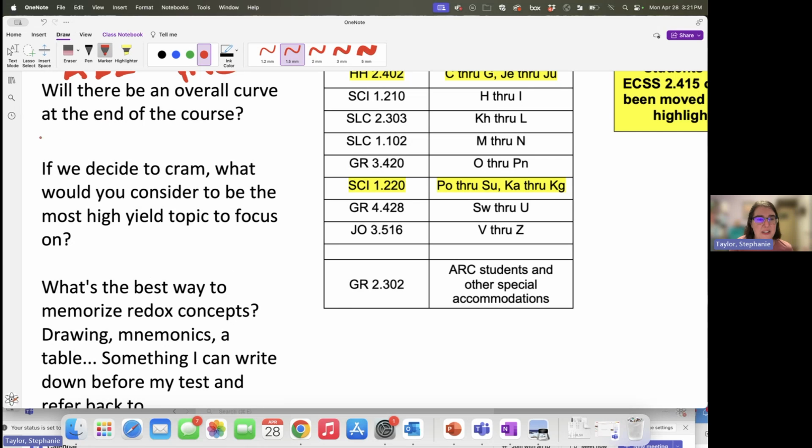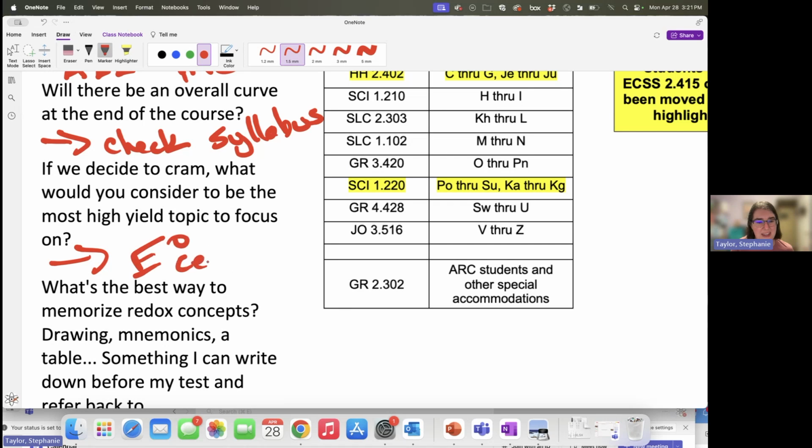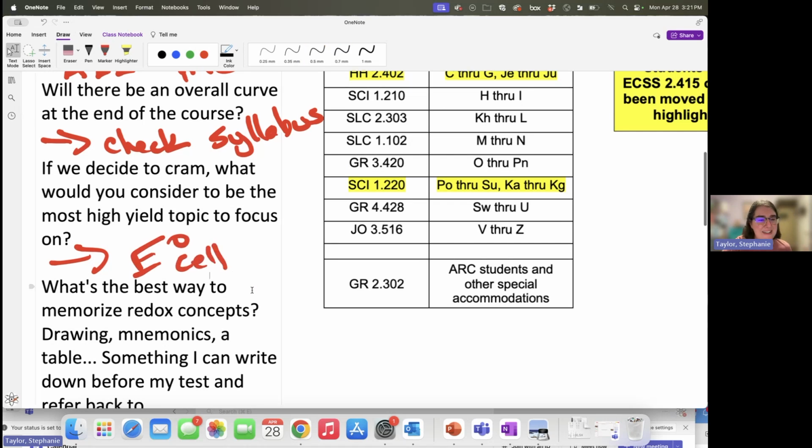Overall curve at the end of the course. So the short answer is check the syllabus, because there basically are more generous grade breaks than what you might be expecting, and that's where we start. We did talk about deciding to cram. This one's a really difficult question, but we'll go ahead and go with E-cell standards.